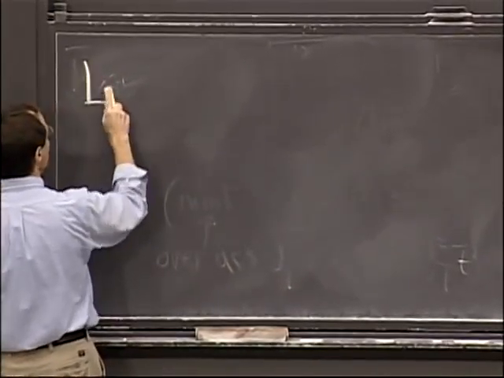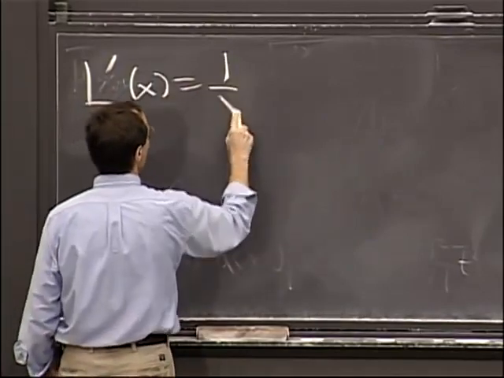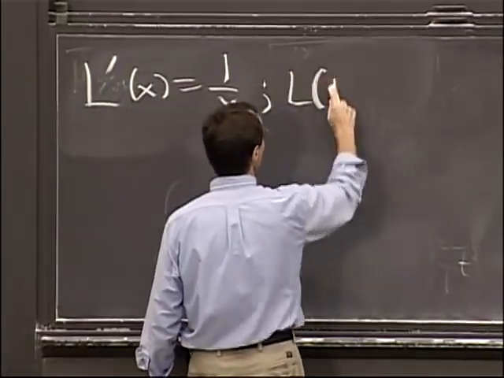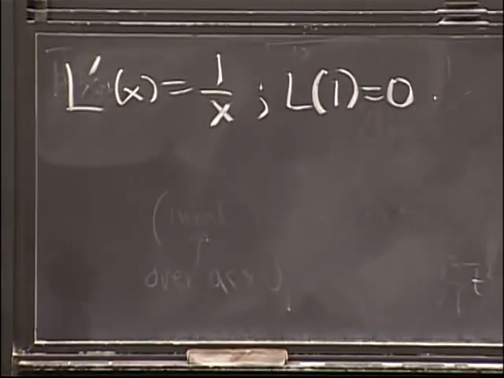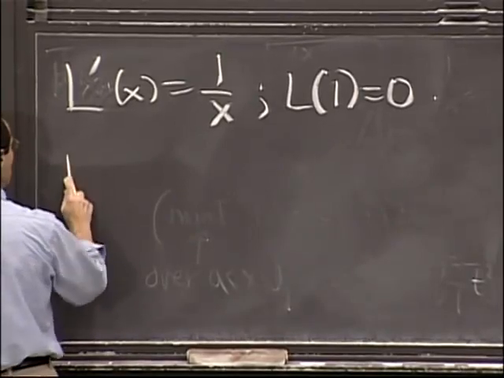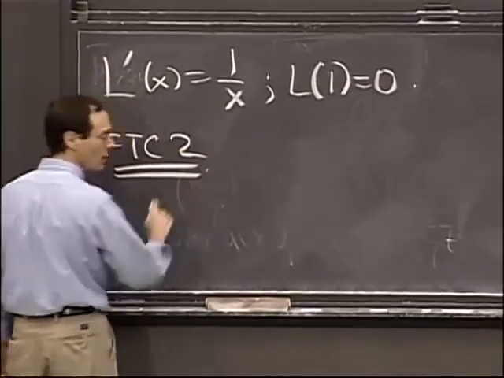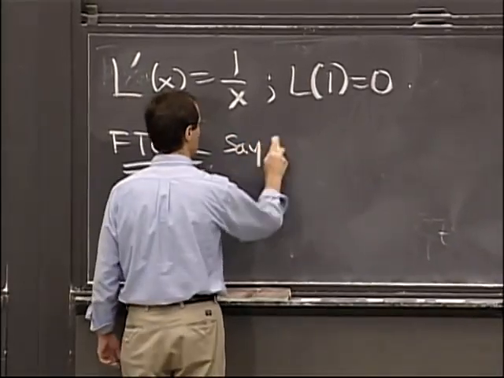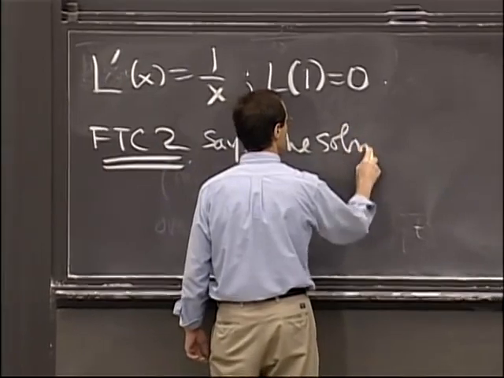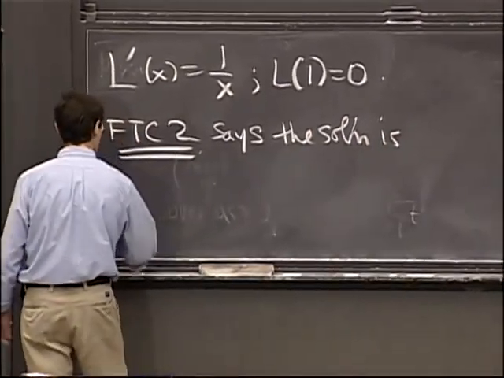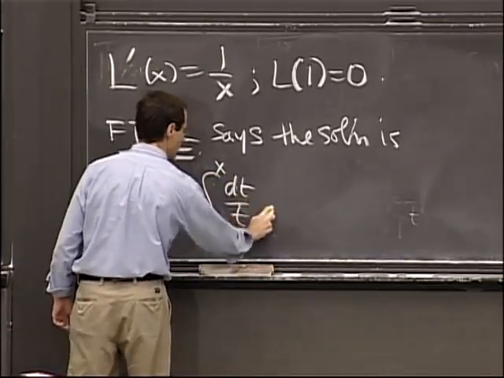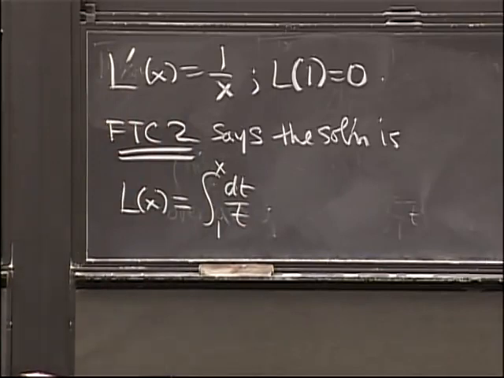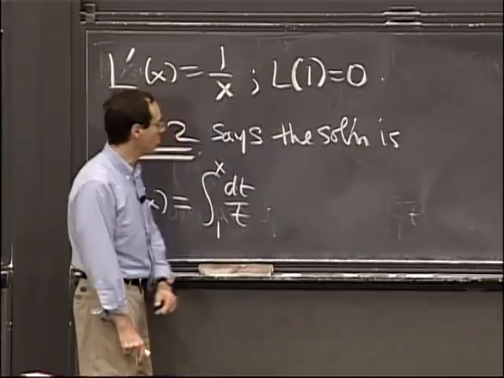So let's consider the differential equation L'(x) is equal to 1 over x, and say with the initial value L(1) equal to 0. The solution, so the fundamental theorem of calculus 2 tells us the solution is this function here, L(x) equals the integral from 1 to x of dt over t. That's how we solve all such equations. We just integrate, take the definite integral. And I'm starting at 1 because I insisted that L(1) be 0.